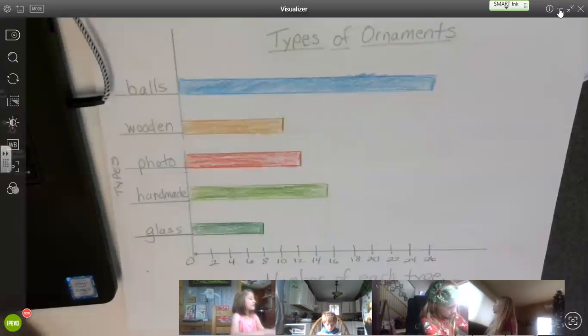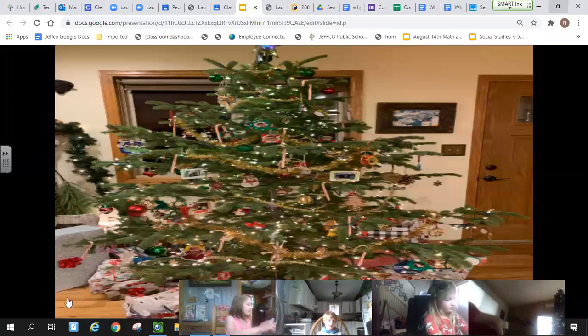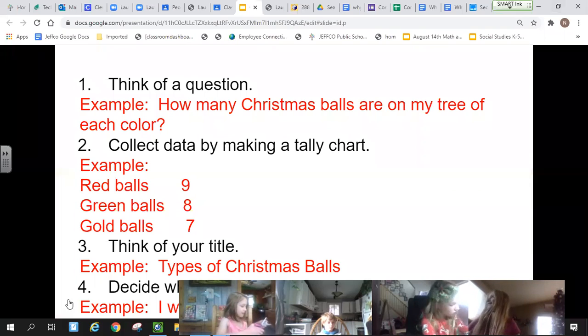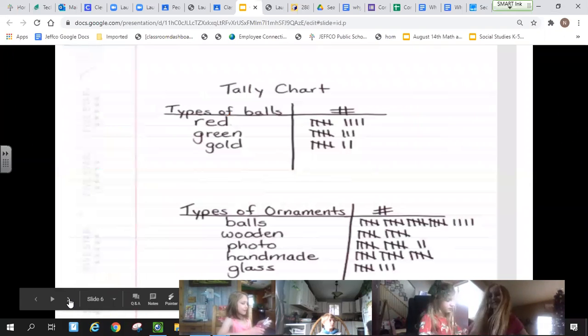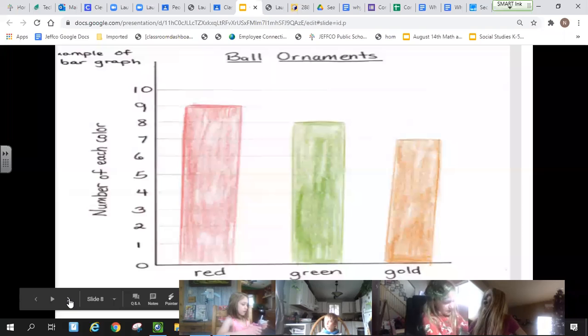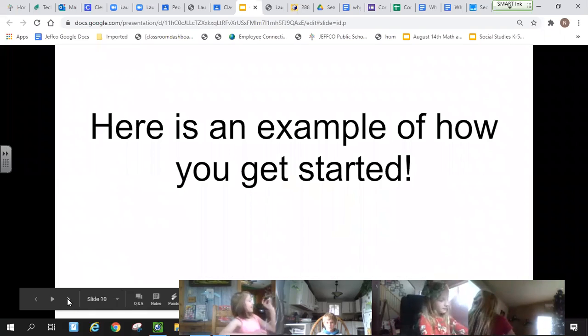So now what I would like you to do is think about what could you ask yourself. I asked myself, how many Christmas balls are on my tree of each color? That was the first one. And then I went into, well, how many types of ornaments do I have? And then I created many graphs. You're not going to create this many graphs. Those were just examples. Then I showed you how to do it.